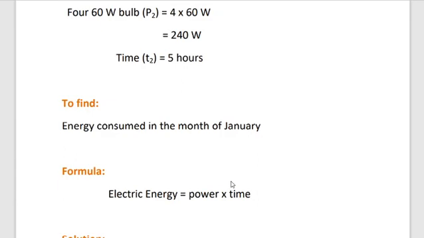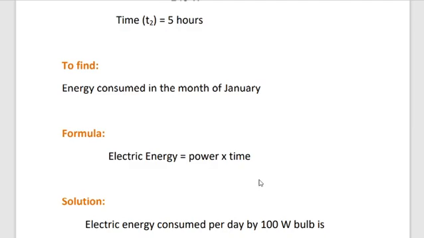Then to find the energy consumed in the month of January, what is the formula to calculate electric energy? Electric energy is equal to power into time. Electric power is defined as the rate of consumption of electrical energy, so electric power is equal to electric energy by time. So we need electric energy: electric energy equal to P into T. Power into time is equal to electric energy.